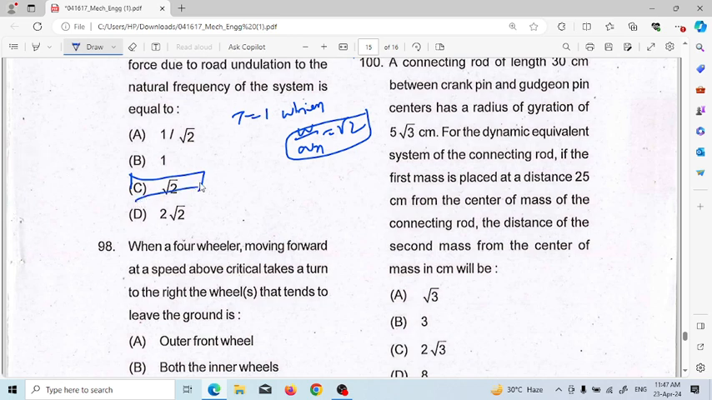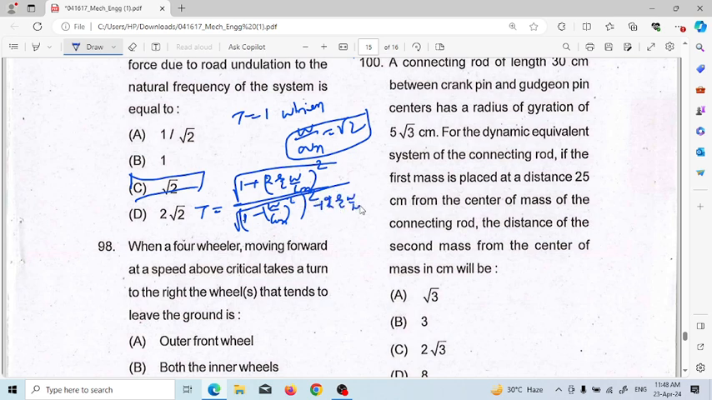And we know the transmissibility formula will be root over of 1 plus (2 zeta omega by omega n) whole square, divided by (1 minus (omega by omega n) square) whole square, plus (2 zeta omega by omega n) whole square, all under root. When omega by omega n is root 2, then transmissibility will be 1. So option C will be the correct answer.